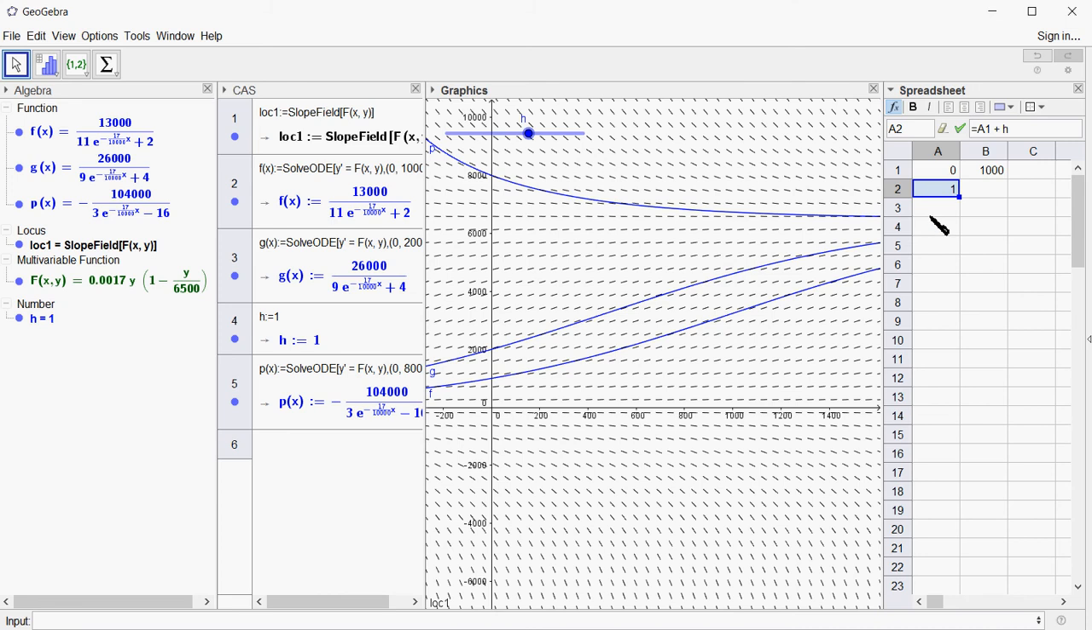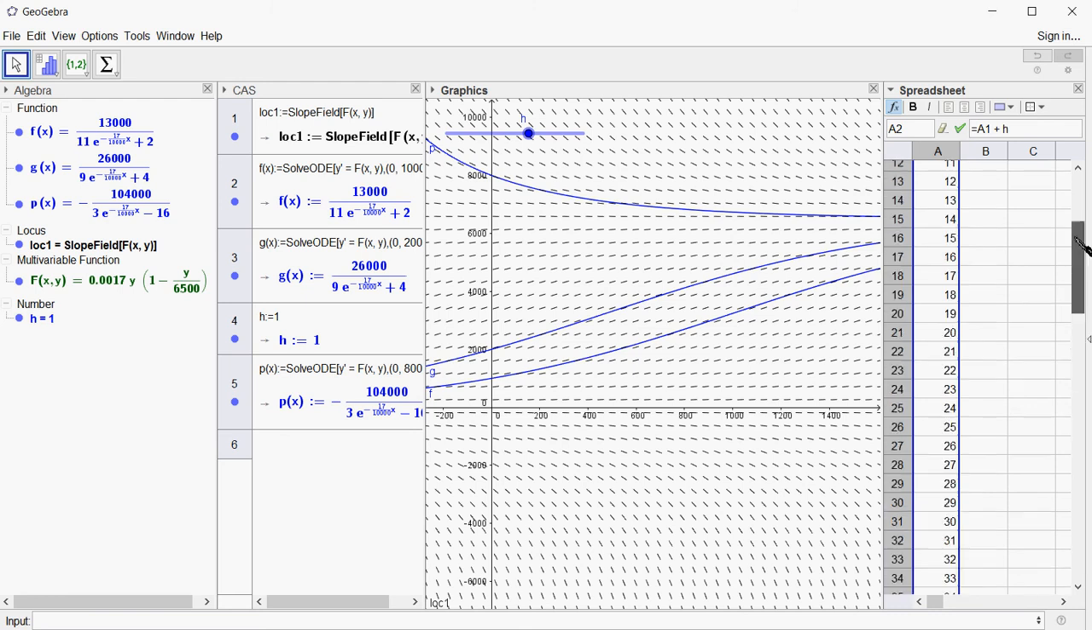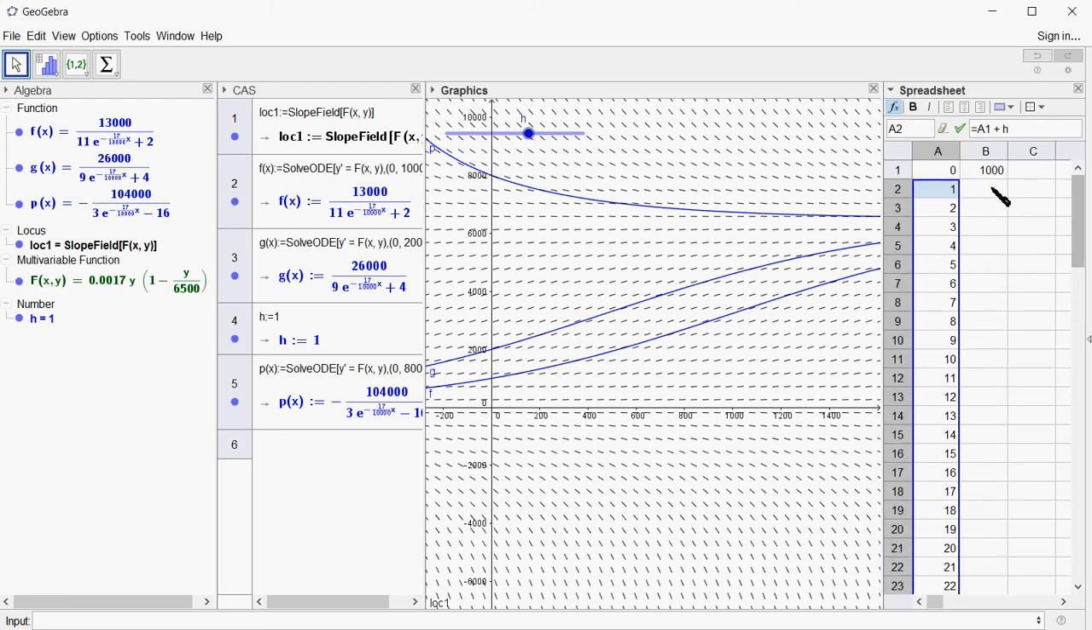And I'm going to drag it down. So if we have to go to 50, I'm going to go to 51, right? Then right click and paste. So we got that. And then here we have to do Euler's method.